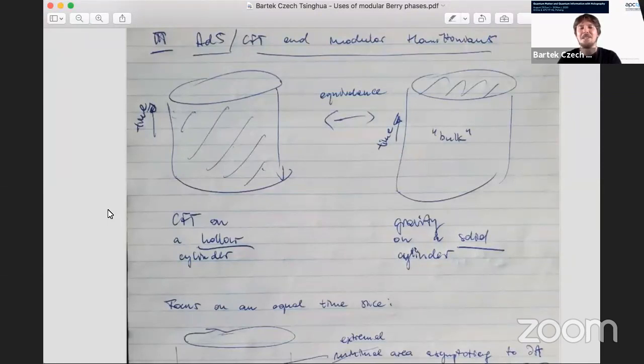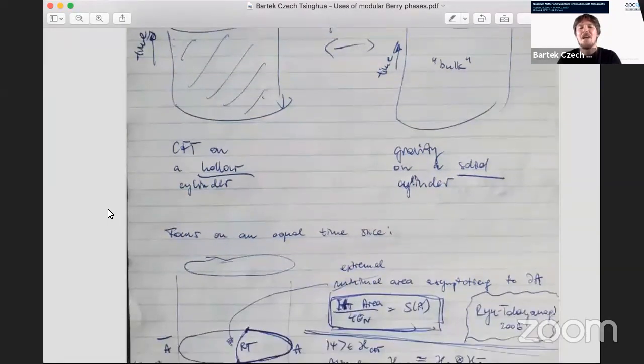A hollow cylinder is where a conformal field theory lives. A solid cylinder is where gravity happens. We call it the bulk. And these two descriptions, CFT on the hollow one and gravity in the solid cylinder, are supposed to be equivalent.